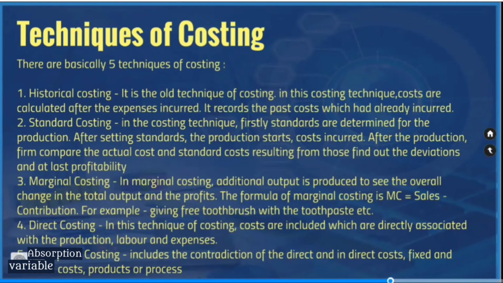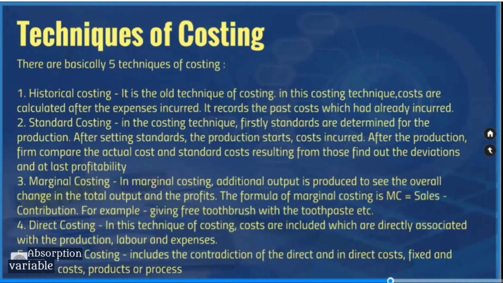Second, standard costing. In this costing technique, firstly, standards are determined for the production. After setting the standard, the production starts and cost is incurred. After the production, the firm compares the actual cost and the standard cost, finds out the deviation, and at last the profitability. For example, let's say the direct labor rate is 15 ringgit and the direct labor standard hours per unit is 10 hours. This would mean the standard cost for direct labor is 150.